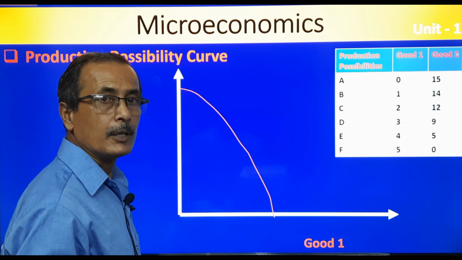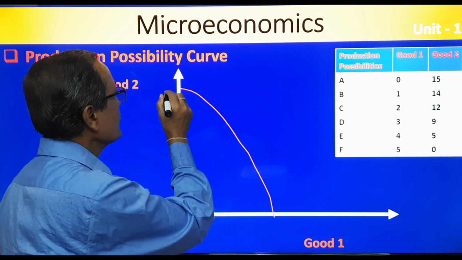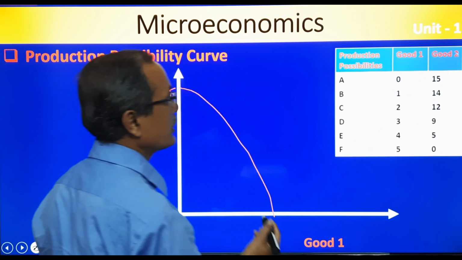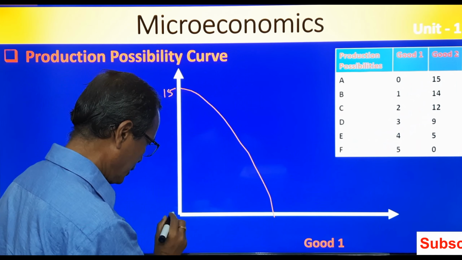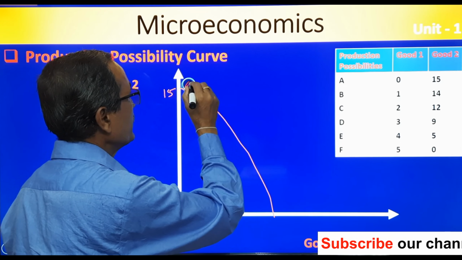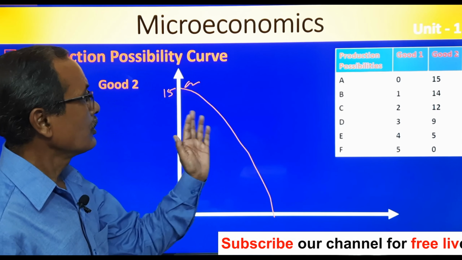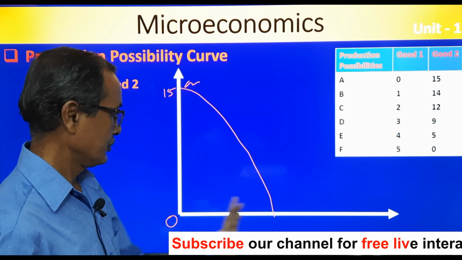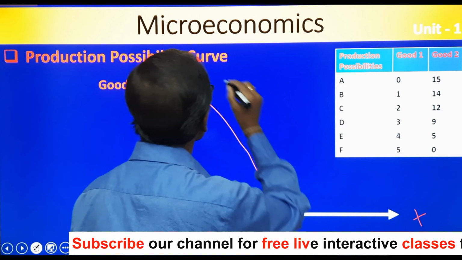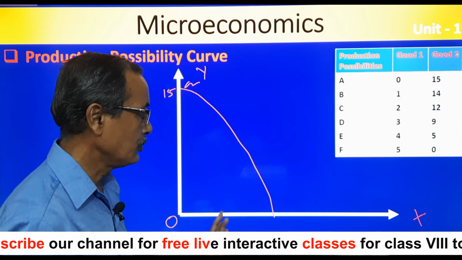See, this is your PPC curve, production possibility curve. Now say here it is 15. First 15 you have taken, against it you have got here 0. Okay. Now this is point A, combination A. Now you want to produce 1 unit of good 1. 1 unit of good 1 is given. You can take it as x-axis, you can take it as y-axis.